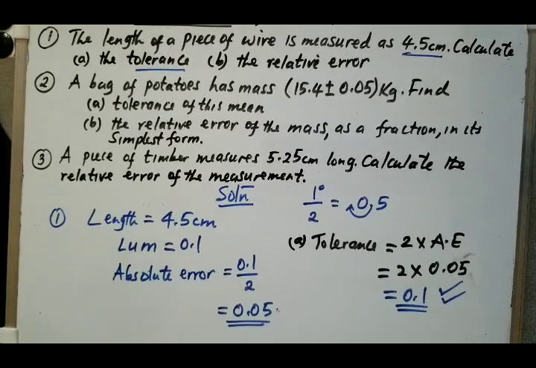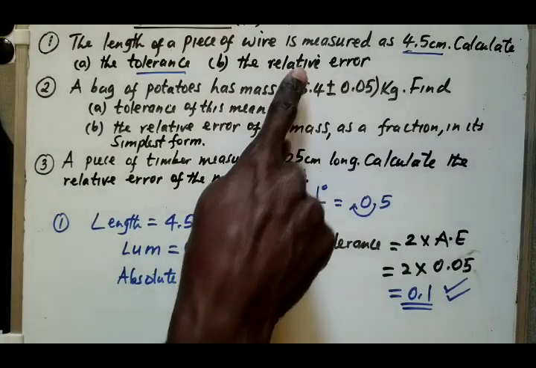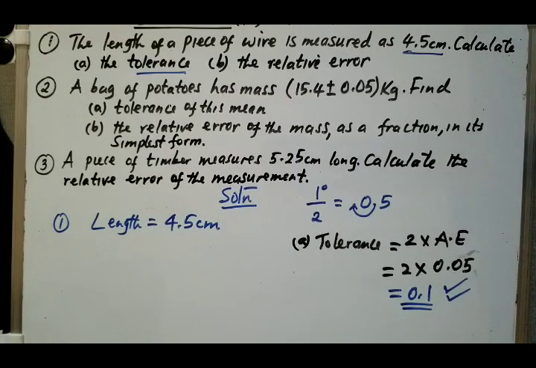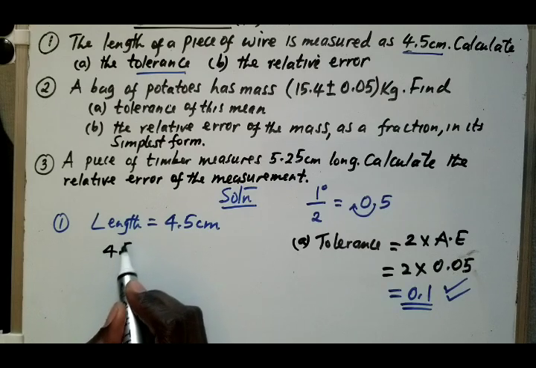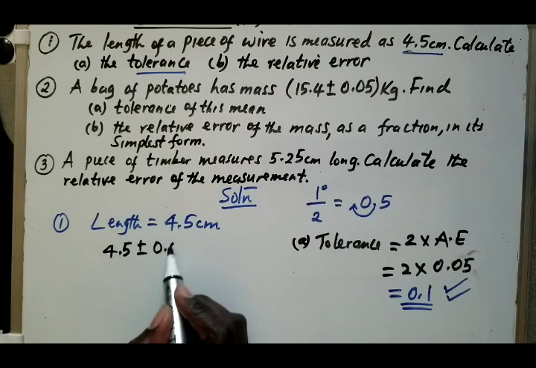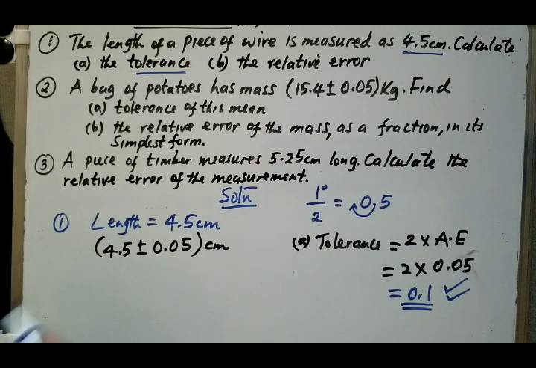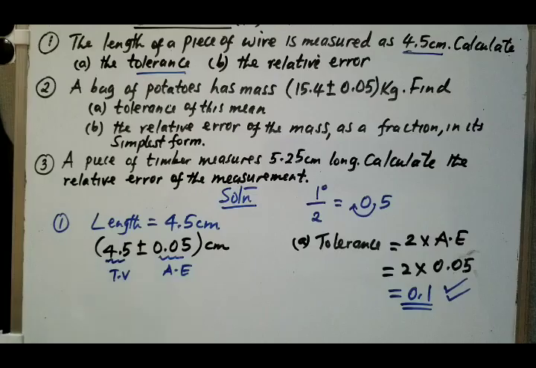Now, another thing that I want to highlight for you: you would have also calculated this question in this way. Before I come to the B part, let me show you how that value would have been written. Because we calculated the absolute error as 0.05, you would have written this length as 4.5 plus or minus 0.05, and the whole of this would have given you centimeters. So this value that you have here is actually the true value, and this one that you have here is the absolute error.